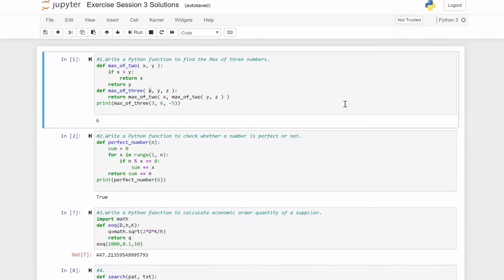Write a Python function to find the max of three numbers. In this question, we define two different functions. Of course, it is possible to solve this problem with another methodology or algorithm, but here I would like to show that you can pass a function inside of a function. That function gives the maximum of these two values. If this x value is larger than y, then this function returns x, otherwise it returns y.